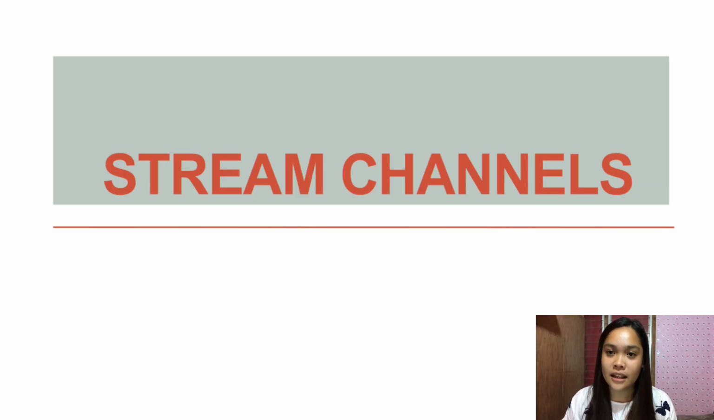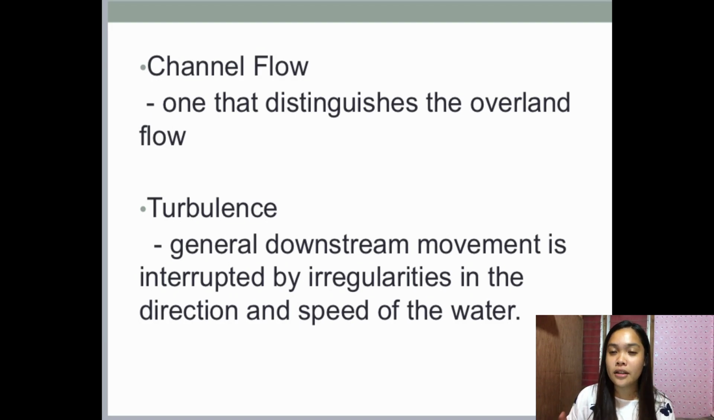So, stream channel. Let me define first the stream channel. It is any long, narrow, sloping depression in the land that is shaped by the flowing of water. Channel flow is also a basic characteristic of stream flow, one that distinguishes it from overland flow. It is normally confined to channels, which gives a three-dimensional nature with a scope of considerable complexity.